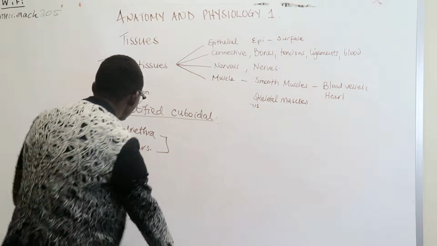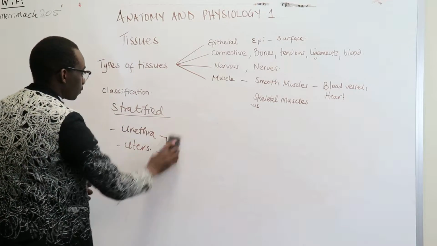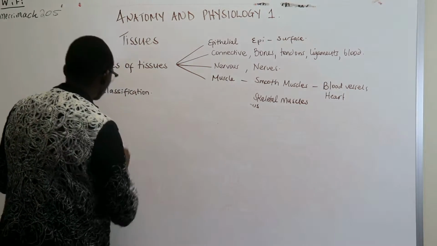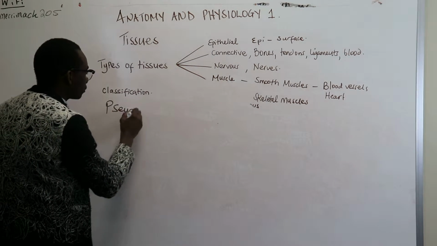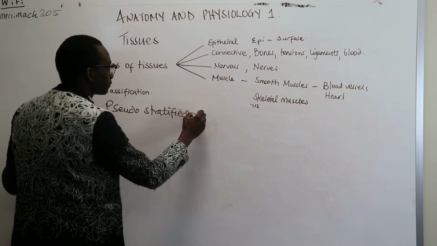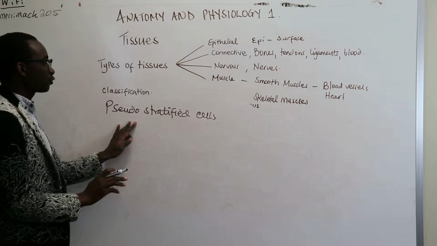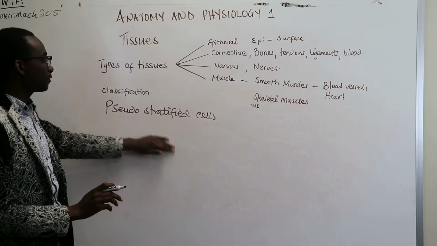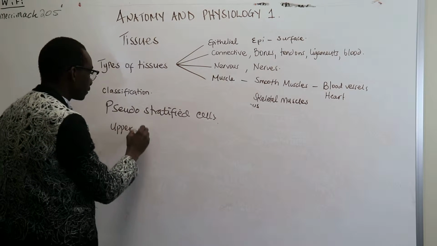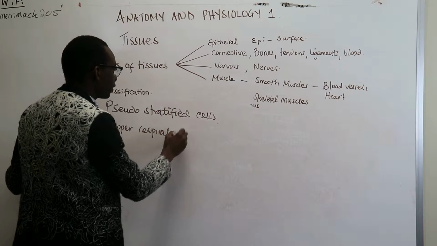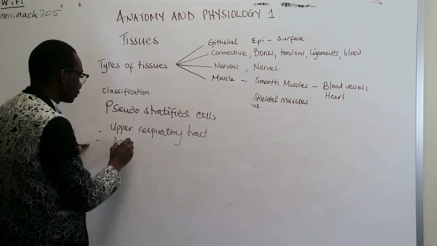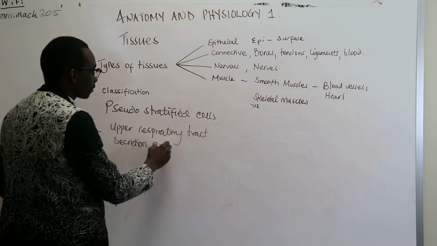So lastly, we shall look at what we call the pseudostratified cells. So we said pseudo means false stratified cells. These cells are usually found in the upper respiratory tract, and they play a role of secretion of mucus.